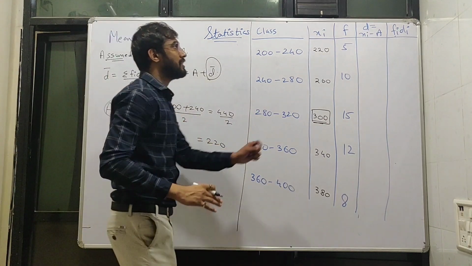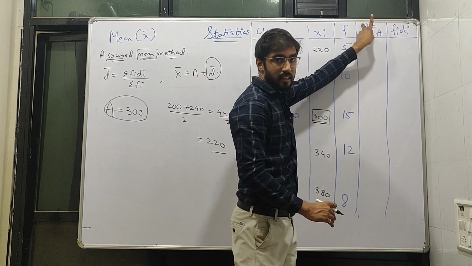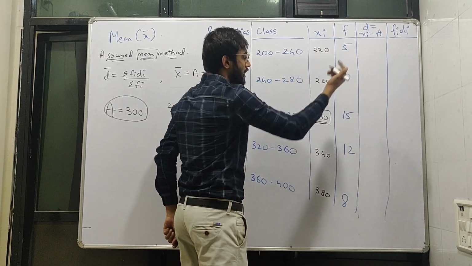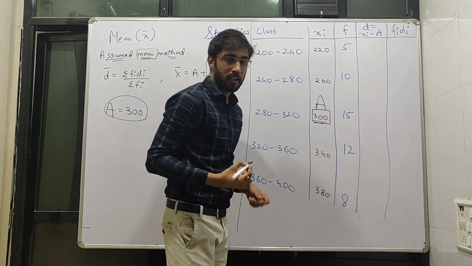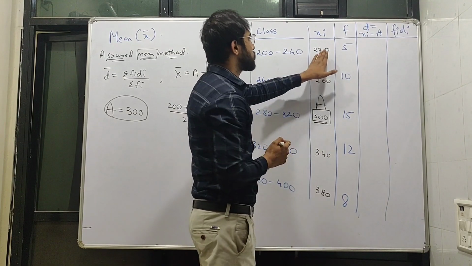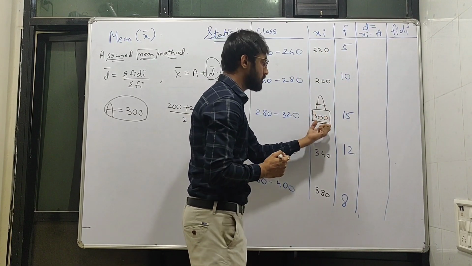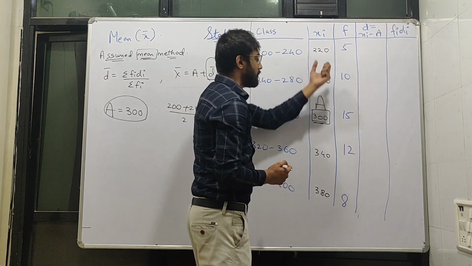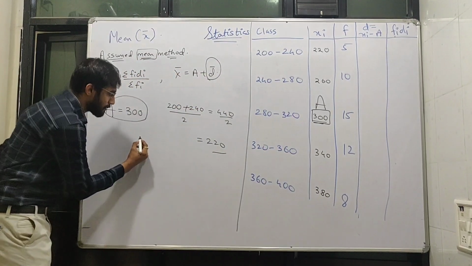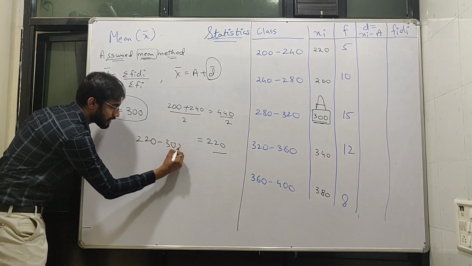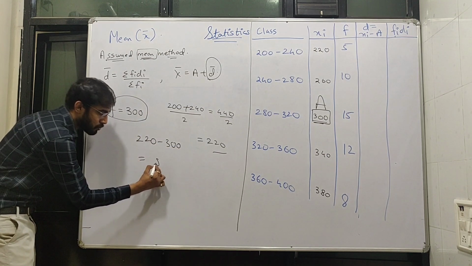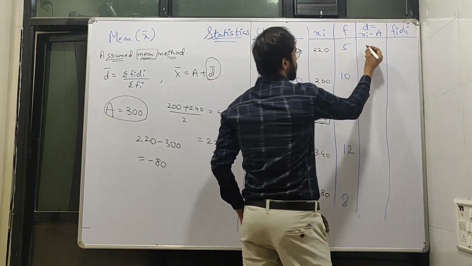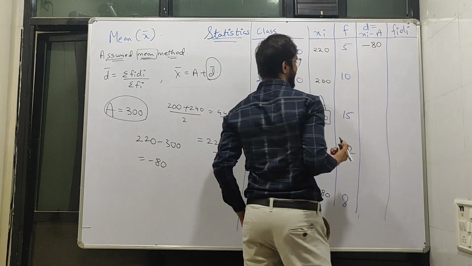Okay. So now next the calculation is d. d is equal to xi minus a. Where is xi? Here it is. Where is a? Here it is. So we have to do xi minus a. So 220 minus 300. 220 is xi, minus a, right? Again, let me do it one more time. 220 minus 300, 220 from 300. It comes out to be 80. Greater number has sign minus, so minus 80. So the first value for d is minus 80.